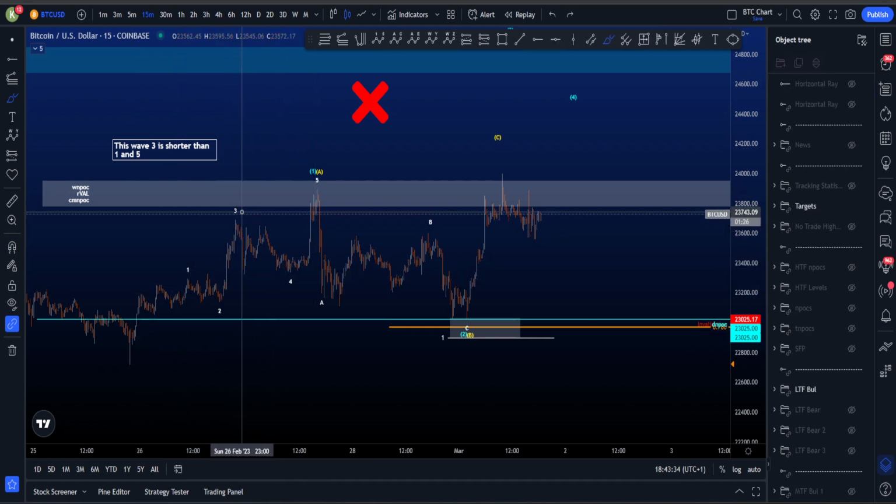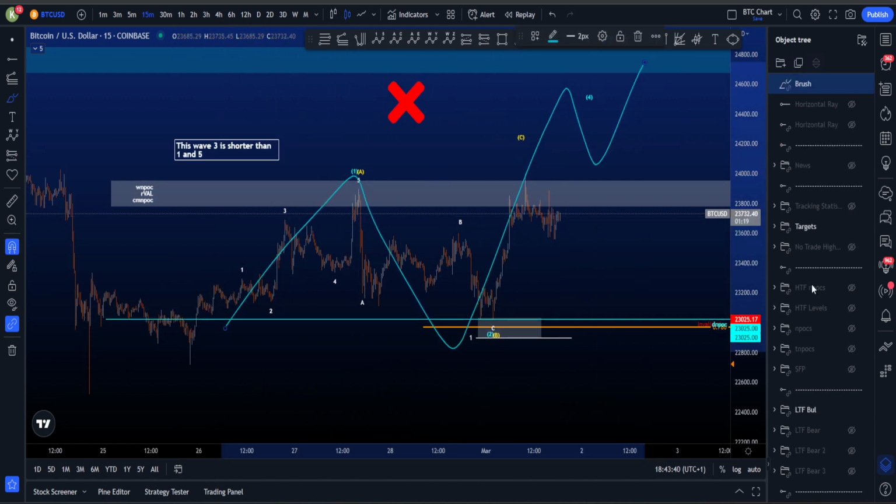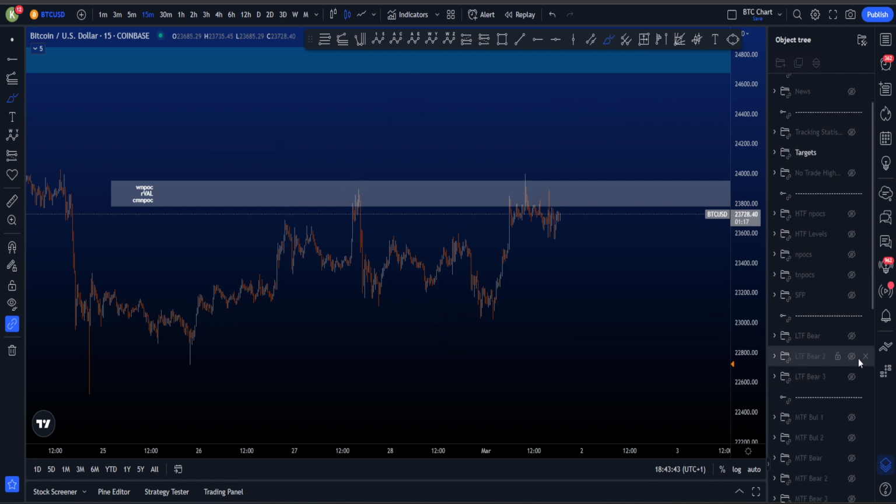But I checked and wave 3 here is the shortest. So this scenario can go in the bin. This A, B, C, or a potential 1, 2, 3, 4, 5 can go away. So we click on gone.